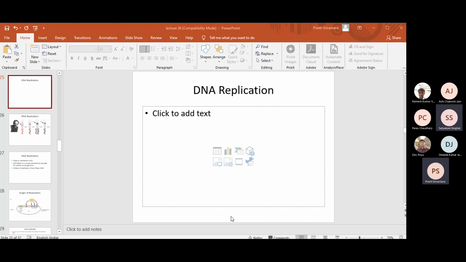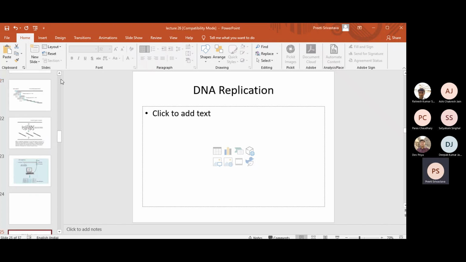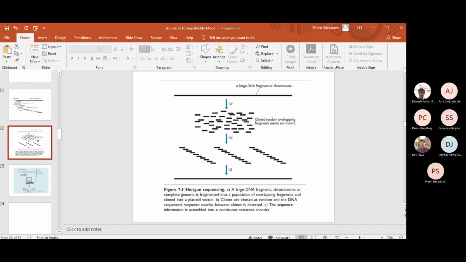Ma'am, can you explain whole genome sequencing again? Because I didn't get it. If we break the genome into different segments, then how will we design a primer for those sequences, how do we know this is the fragment and this is the particular primer that we designed for it? Right.